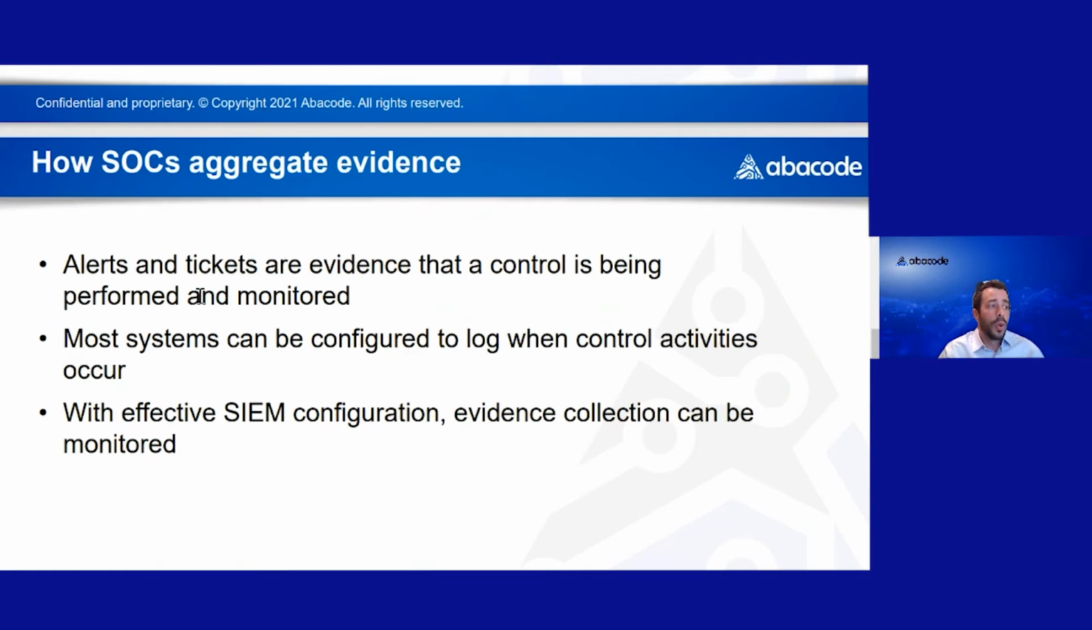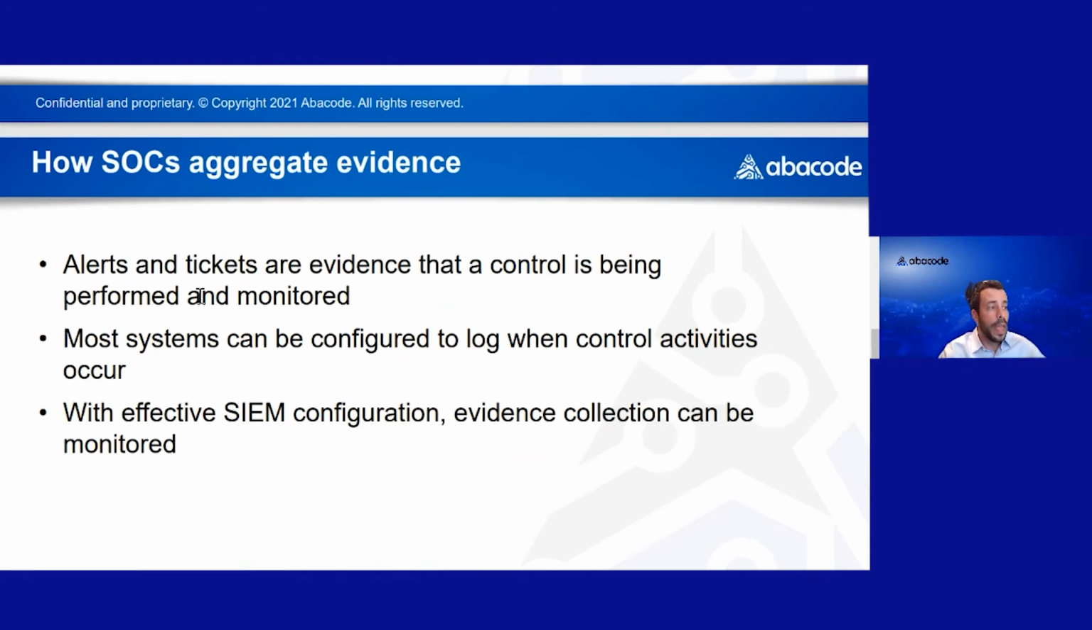And like we said, most systems can be configured to log when these control activities occur. So think about any control activity. Backups have to be performed. Well, your backup system can generate a log and generate an alert every time the backup succeeds or the backup fails. That doesn't mean that you need to get a ticket or an alarm every time something happens, but you do have a record of it happening.